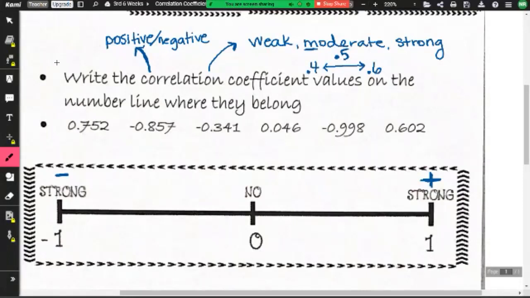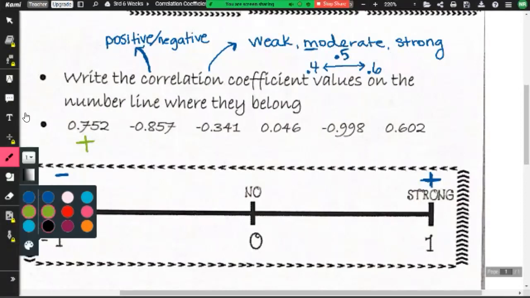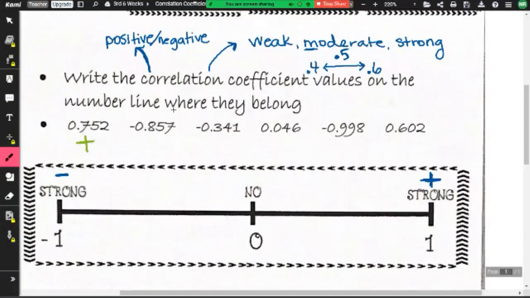Okay. So we're going to take each one of these decimals, each one of these values, and we're going to put it here on our scale, see where it falls. So the very first thing, let's look at 0.752. First thing you want to look at, is it a positive or a negative relationship? It's a positive, so I'm going to put a plus. That means since it's a positive, am I going to fall on the left side of the zero or on the right side? On the right side. Now, actually, before I put that on, I need to know where my moderate is. So let's go ahead and label a 0.5, just so we know where the middle is. 0.5.